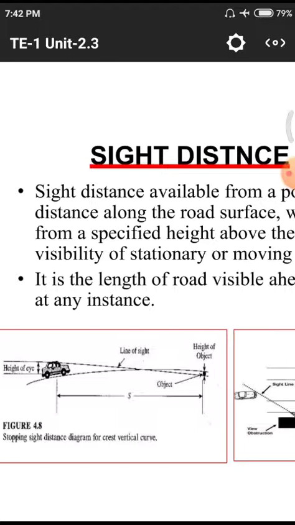We have an object. The centered point in the diagram is the object. We need to see that object with the help of the driver's eye. The dotted line is the representation of the line of sight from the eye to the object. That is the length we measure from the center point of the vehicle to the center of the object. That is the height of the eye and the height of the object, which are the same and parallel to the ground level. That is what is shown in the first diagram.